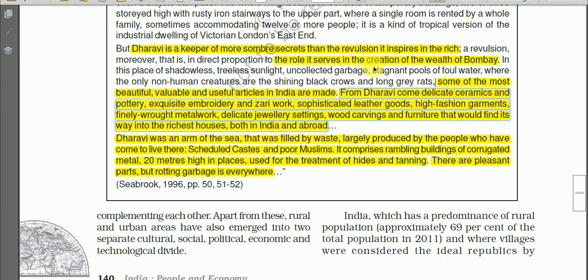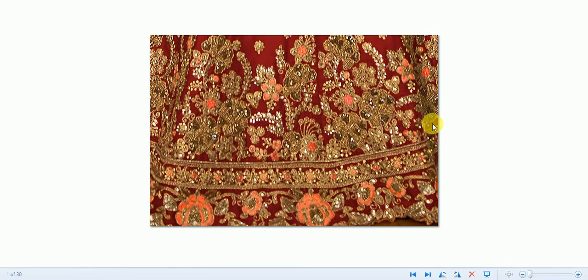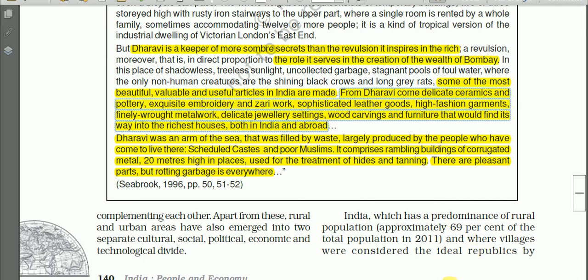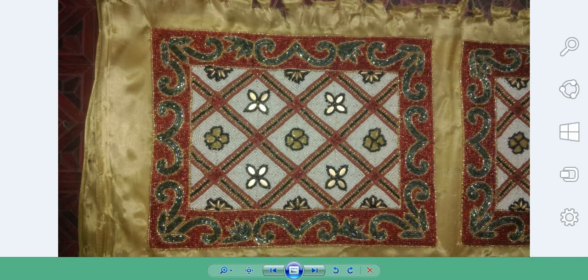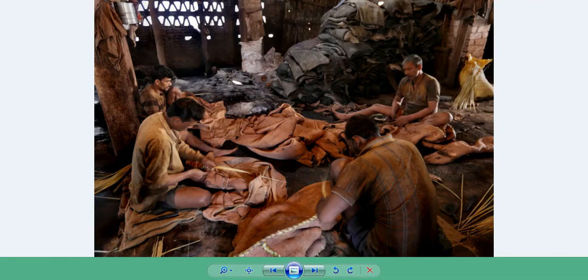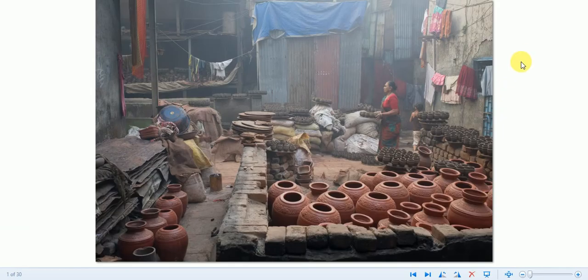Now let us see some photographs. See here, this is the jari work, an example of jari work. This work is known as jari work. And see here, this is another photograph of jari work. High fashion garments. So this is also another example of jari work done in Dharavi. Then this is the leather work done in Dharavi. Then here in Dharavi, this is a finely crafted pottery unit. It will be sold in different parts of India.